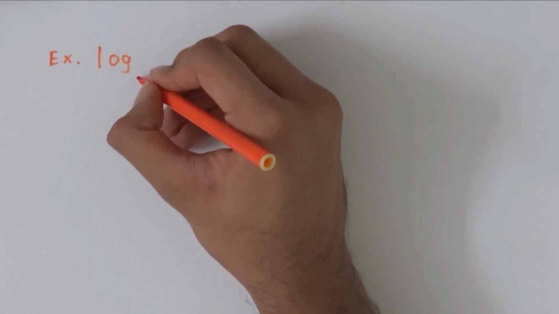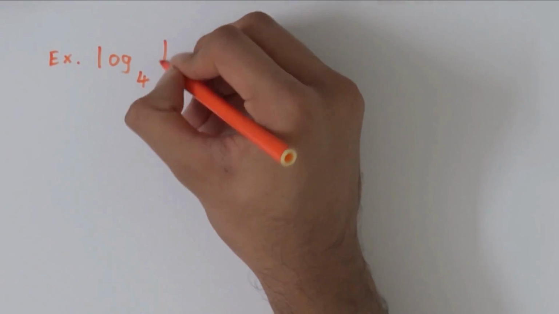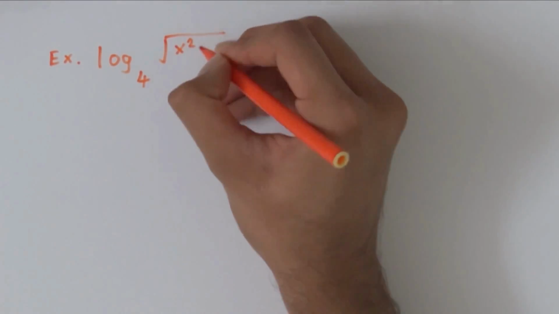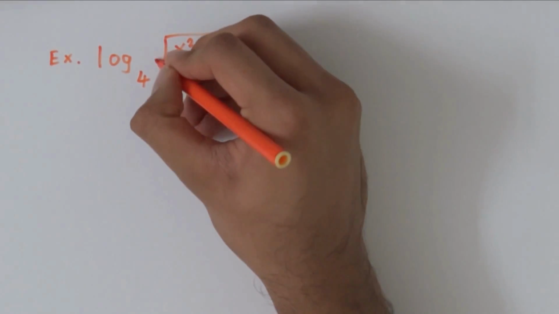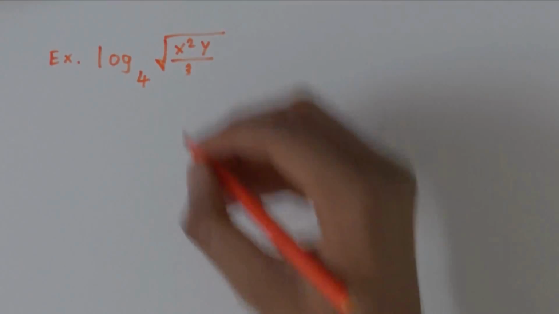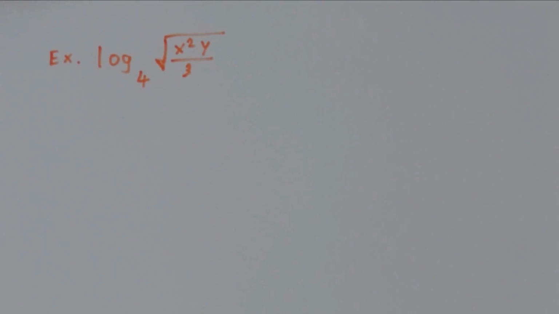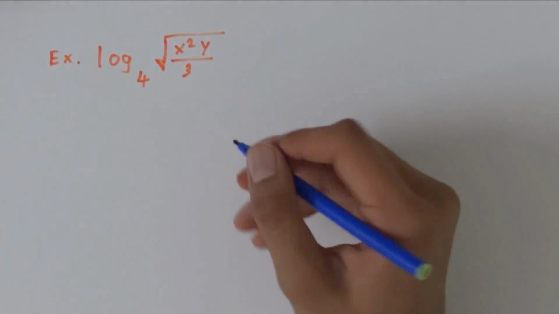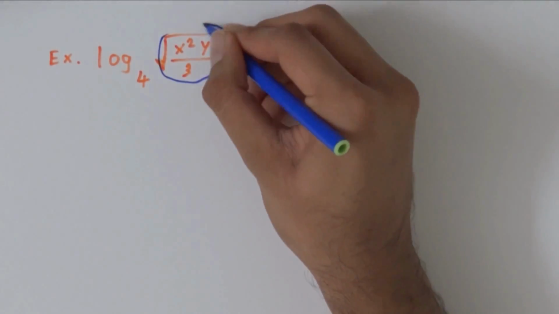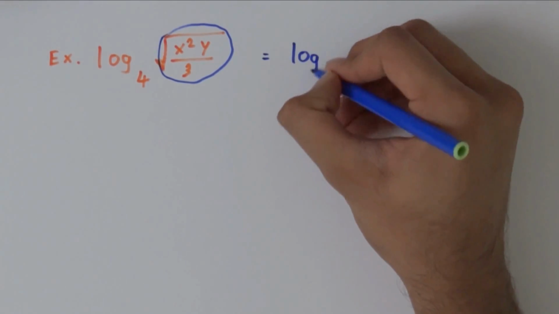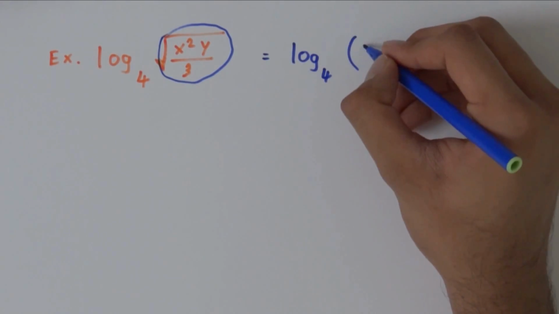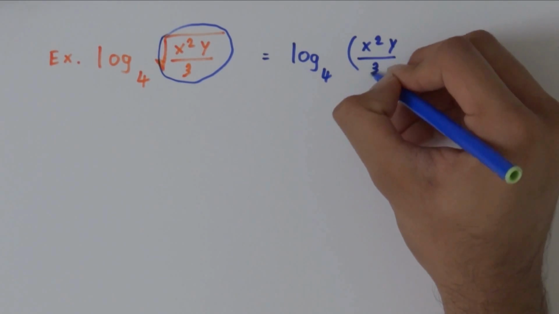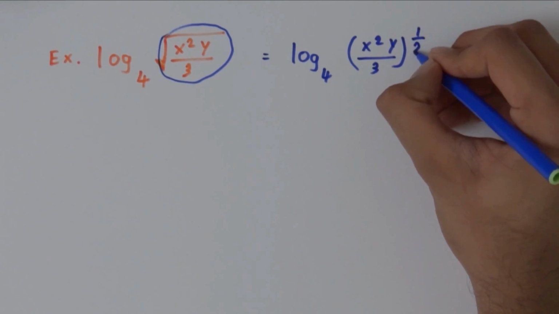Let's try to use most of the properties we can in this example. So log base 4 of square root of x squared y divided by 3. We are supposed to simplify this, right? So let's go ahead and start. First of all, we can simplify this using the properties of exponents. The whole thing here can be written as log base 4 of x squared y upon 3, whole power 1 by 2.